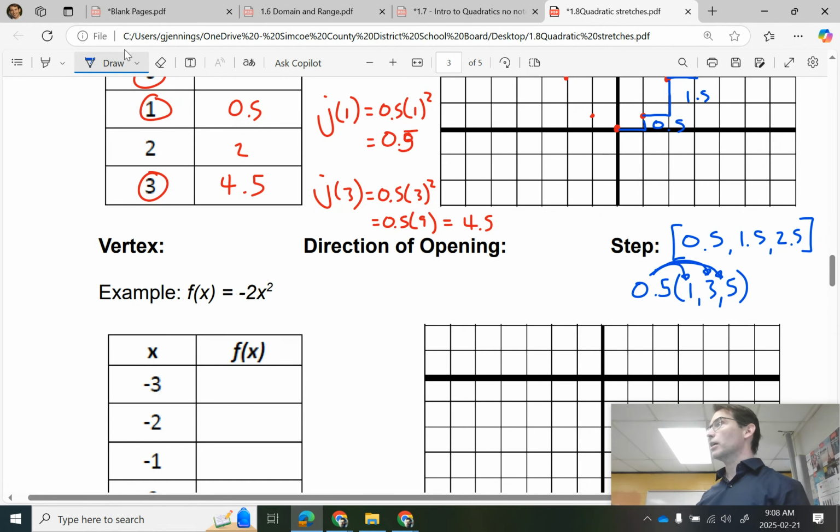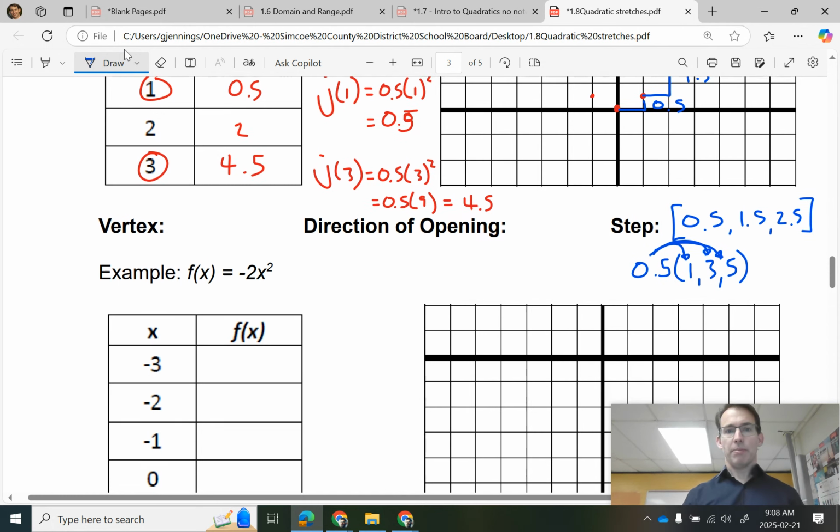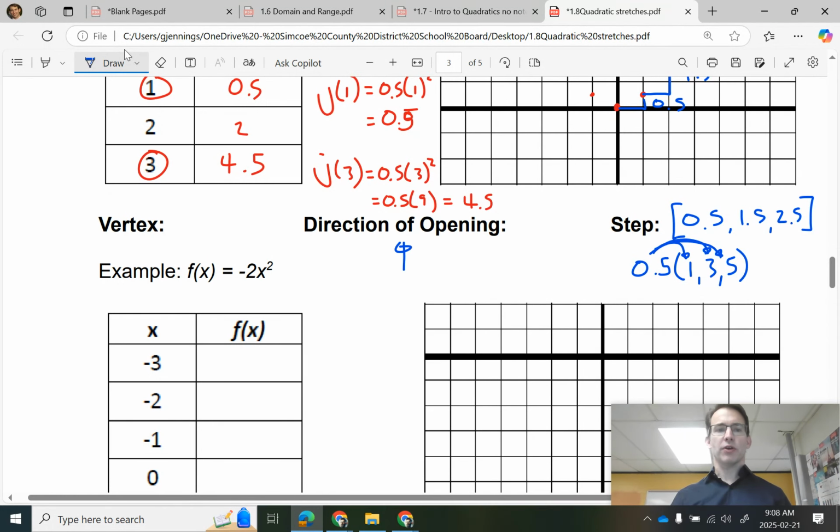Anything else that I can help clarify? No? Okay, cool. All right, so it still opens upwards. Its vertex is still 0, 0. But the step pattern is now squished, and it's squished by a half.